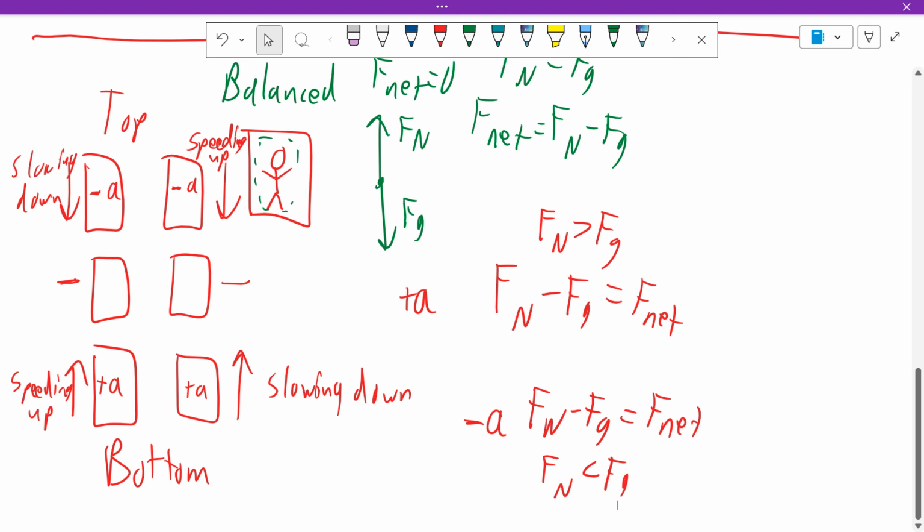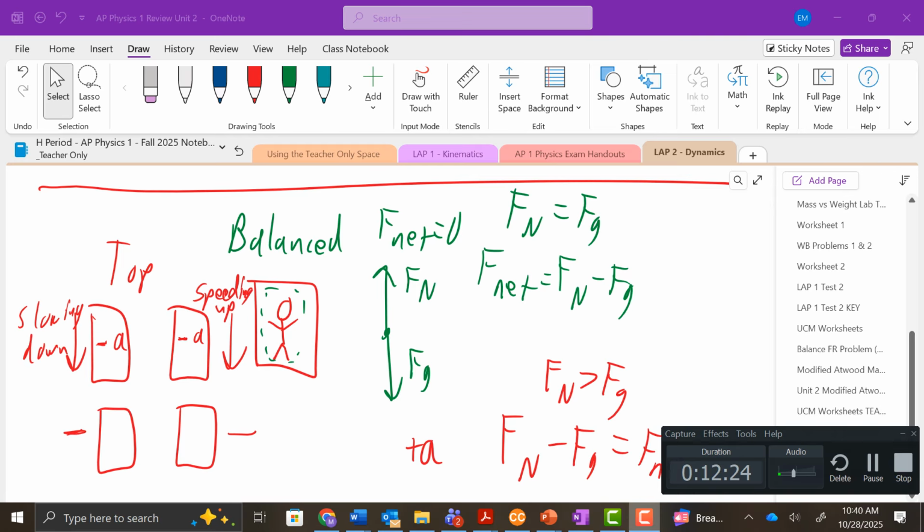So for every scenario, just draw a quick little force diagram. These are super simple ones in the elevator. You just have to keep your mind wrapped around what's going on. So let me check my time. All right, 12 minutes. We're doing good.